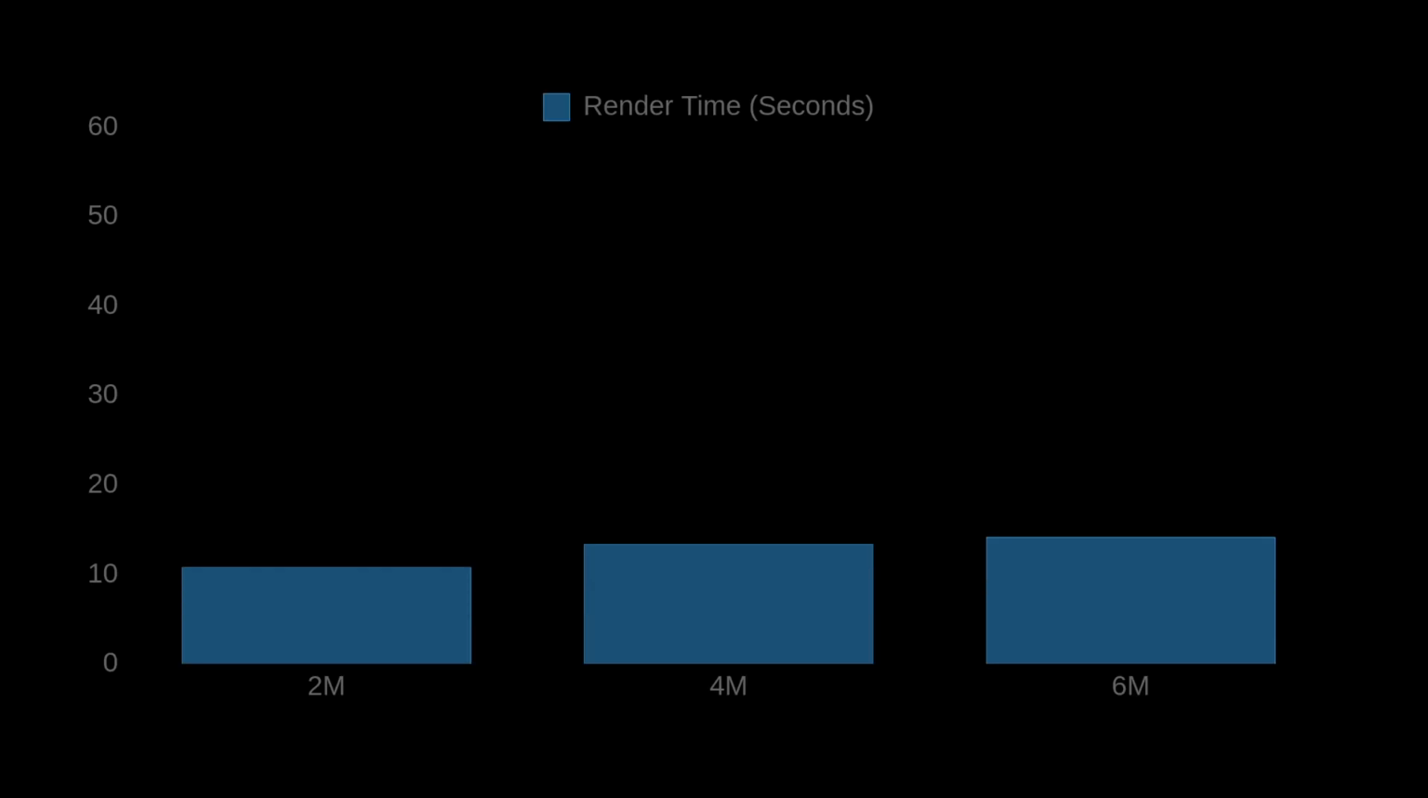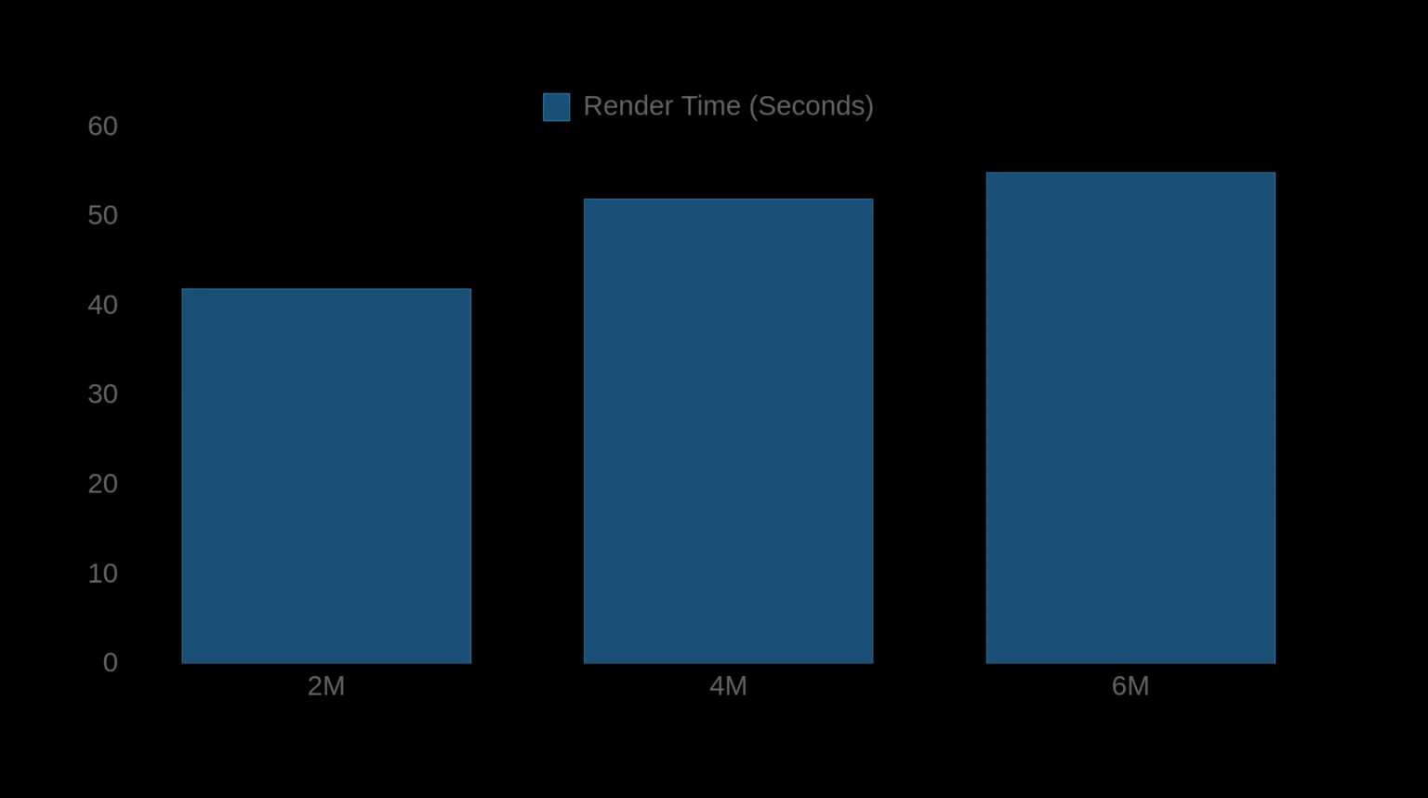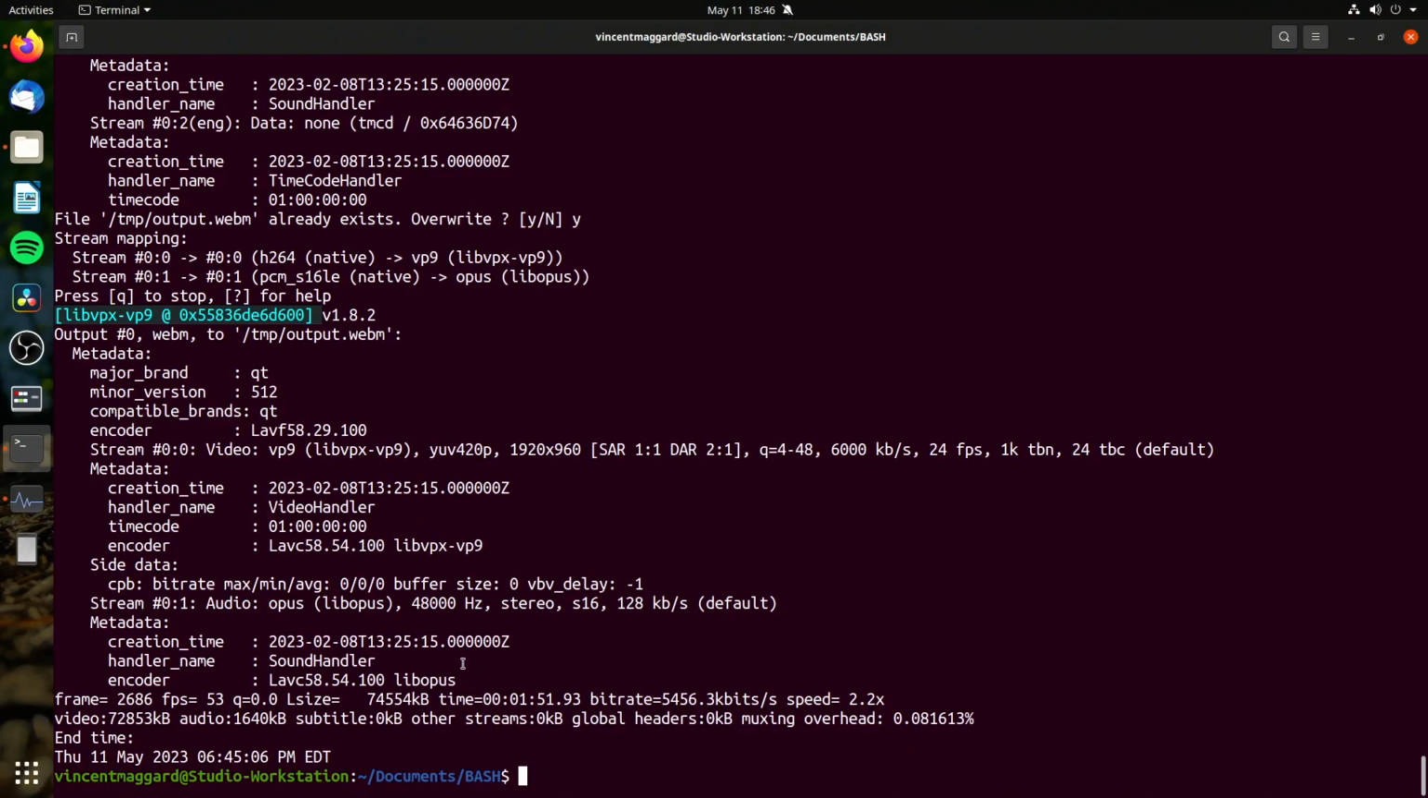As far as encoding time went, if we actually look at encoding time, what we can see is that encoding time really didn't take that long. So for example, on the 6 meg, our encoding started at, scroll up here, it started at 6:44 and 13 seconds. And it ended at 6:45 and 6 seconds. So that is a pretty fast response for sure.